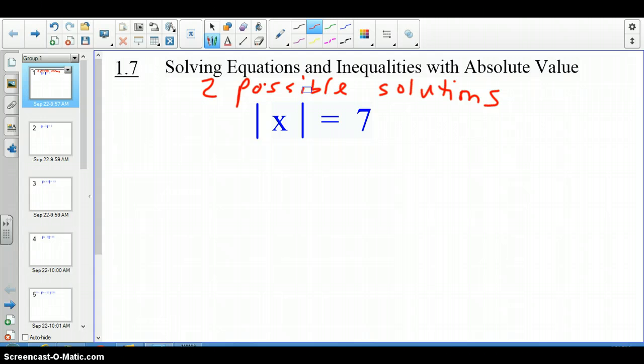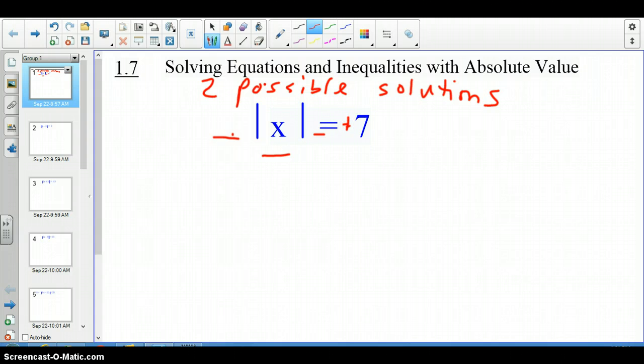So I'm going to ask myself 4 things before I start to solve these absolute value equations or inequalities. First, is there anything out in front of it? Anything out in front of the absolute value? No. Is there anything underneath here? No. Is there anything right behind it? No. Then look over here. Is this number positive? Yes.